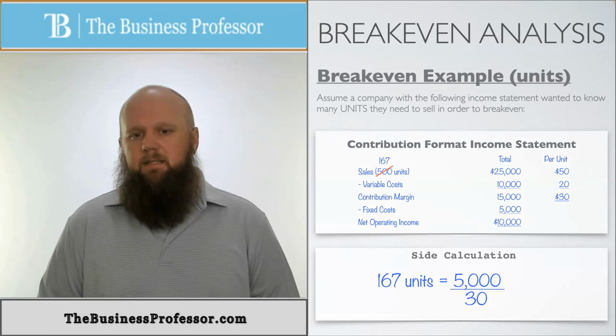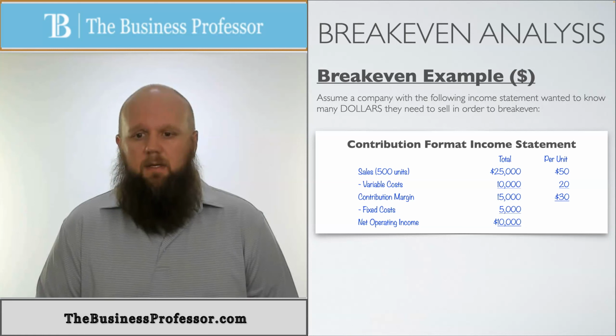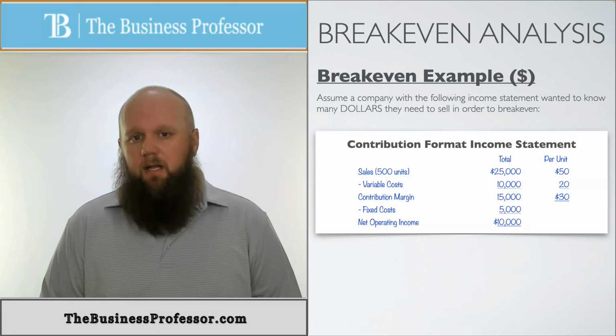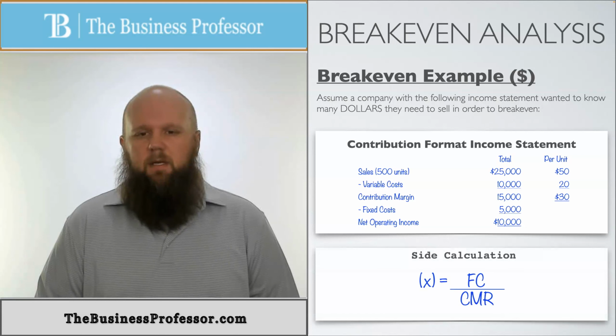Now, what if they ask, what do we have to sell in order to break even? How many dollars do we have to sell? Instead of selling $25,000 worth of sales to get 10,000, what do we need to sell in dollars to break simply even? Let's look at our equation again. This time we're going to divide it by the contribution margin ratio.